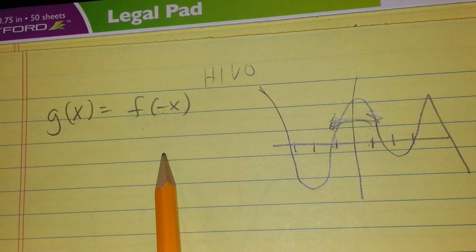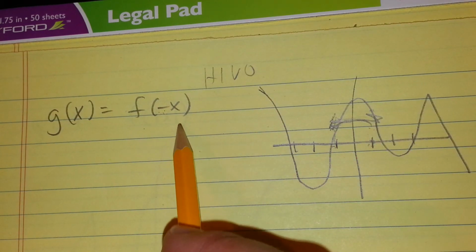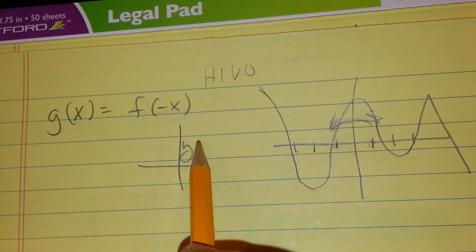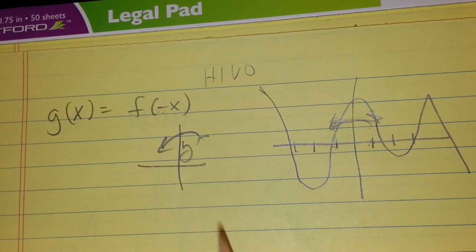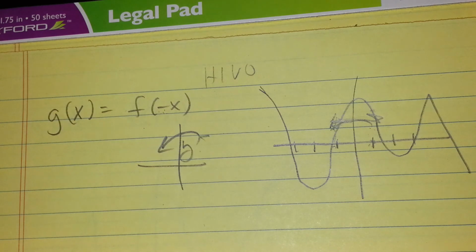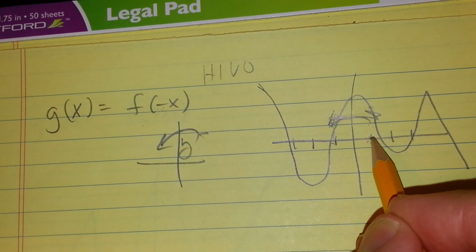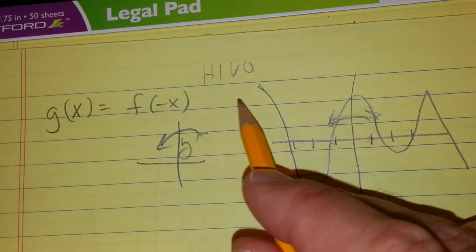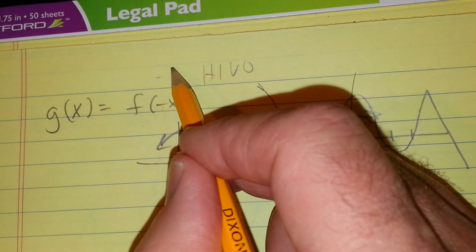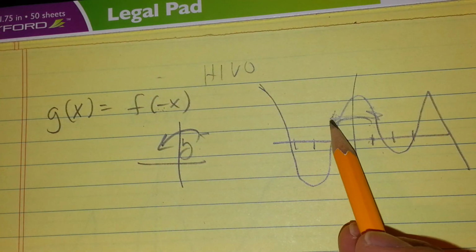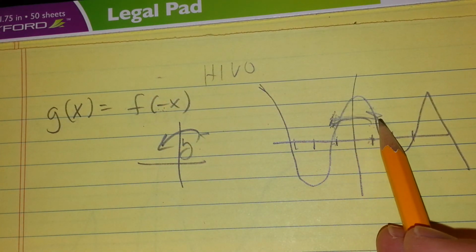So this would give me a reflection across the y-axis. Things flip across the y-axis, okay? It's reflection. Like I said, if you come here with 1, before you plug in 1, you're going to change the sign, and it's going to be negative 1. So you'll get the value that was over negative 1 is now going to be over here.